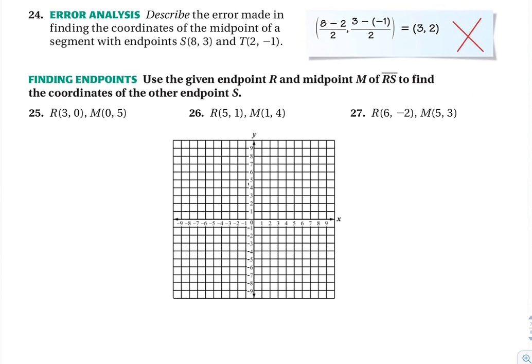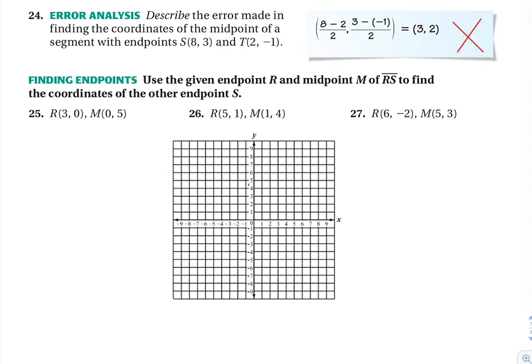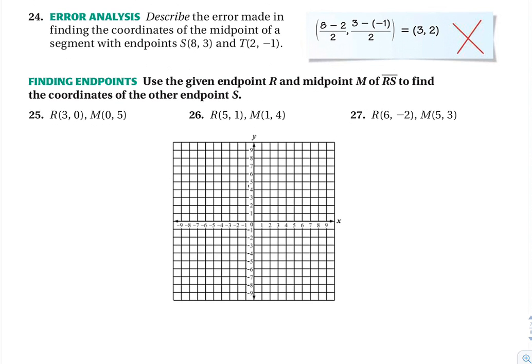Okay, so a couple problems. Describe the error made in finding the coordinates of the midpoint. And this is a really common one. People mix up the two formulas here. So when we want to find the midpoint, it's the average of the x's and the y's. You add them together and divide by 2.